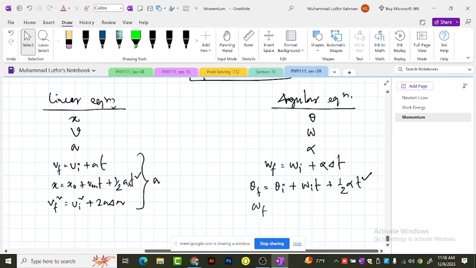Alright, so omega f square I can write omega i square plus 2 alpha into del theta. So those are the equations if the system moves at a constant angular acceleration alpha, right?